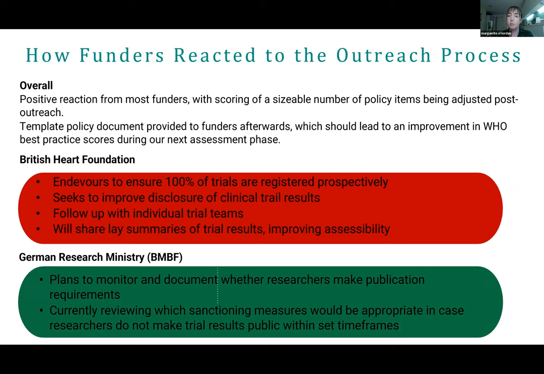So these are only two. I can imagine if we left it until the end of the year and had more time to digest what we've done and put things into practice, which can take time, we'd have a lot more examples, but these came out quite quickly, to be honest. I think even before this paper was published in mid-July, these two statements had come out. So it's a testament to how quickly these types of papers can have an impact. And as I said, we gave the template policy document to all funders afterwards, so I'm sure this will further boost the scores of funders in the next assessment phase.